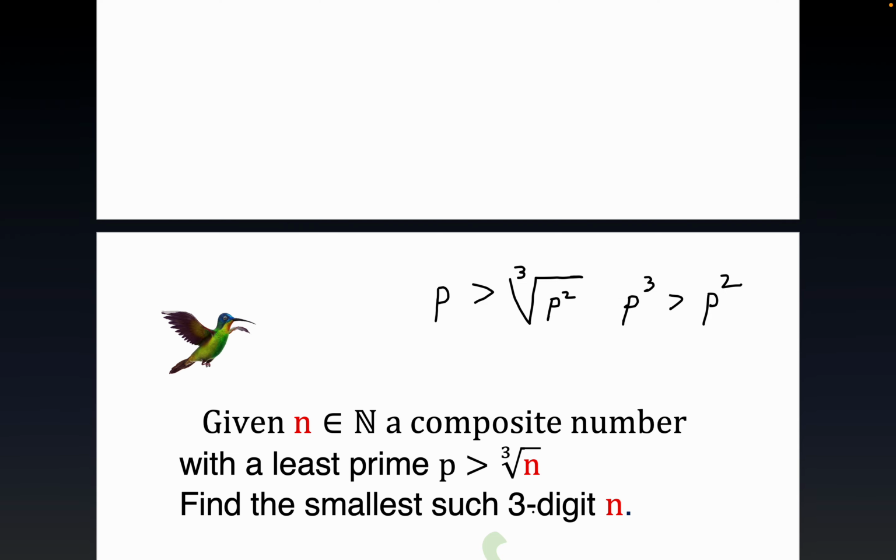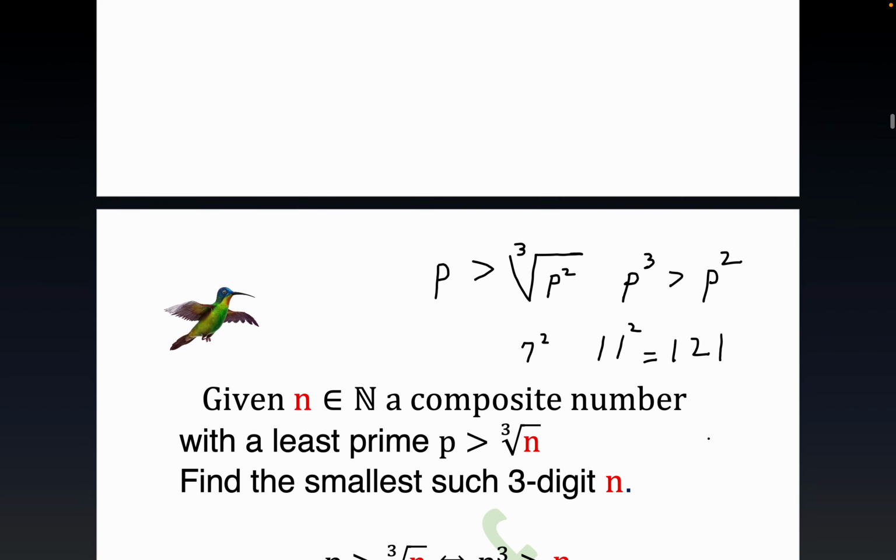Well, notice that 7 squared doesn't meet the condition of 3 digits, right? But 11 squared, which is the prime after 7, is 3 digits. So just like that, we have a candidate answer. But we're not sure if it's the answer. We don't know that it's the smallest at this stage.